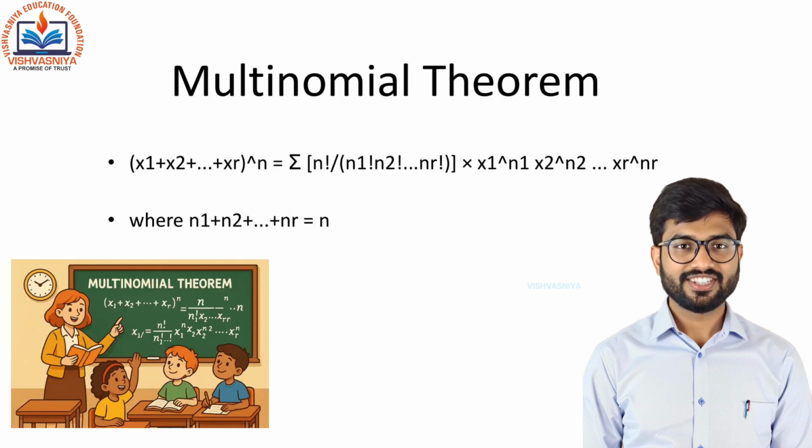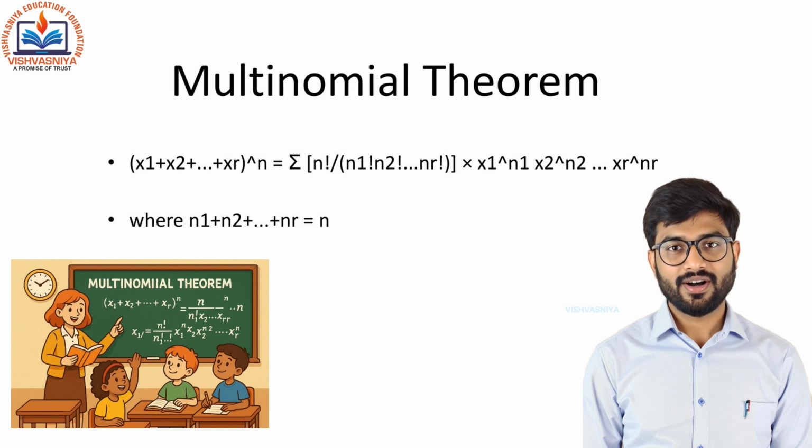A generalization of binomial is the multinomial theorem. (x1 + x2 + up to xr)^n equals summation of n factorial divided by n1 factorial n2 factorial up to nr factorial multiplied by x1^n1 multiplied by x2^n2 and so on, where n1 + n2 + up to nr equals n.